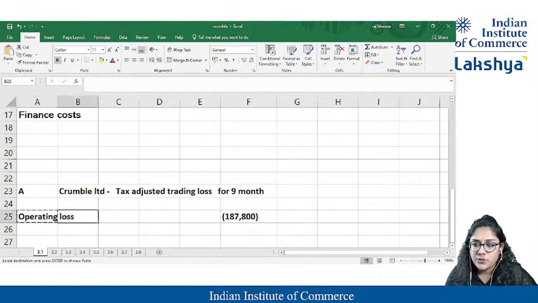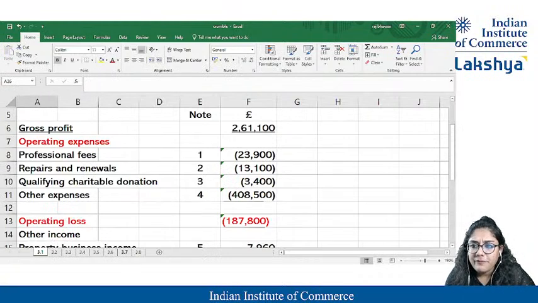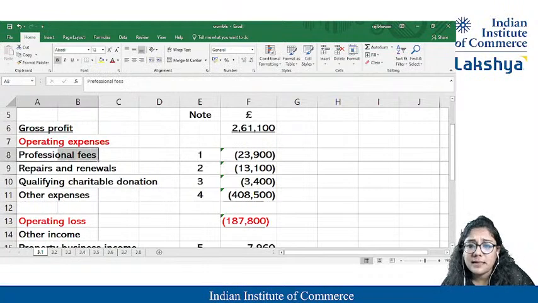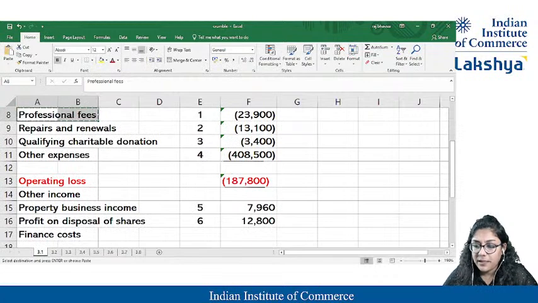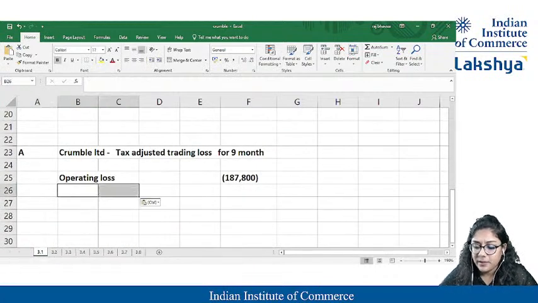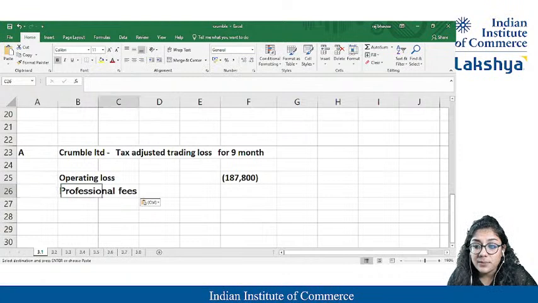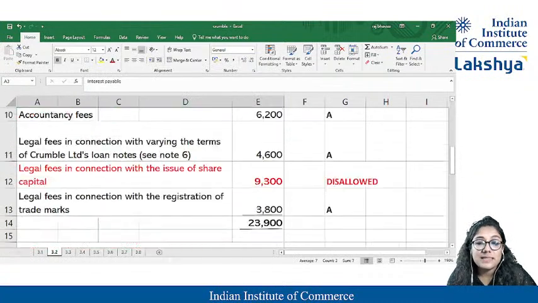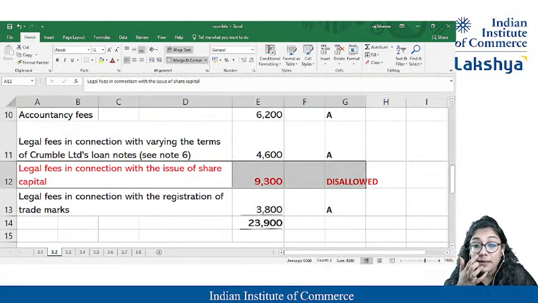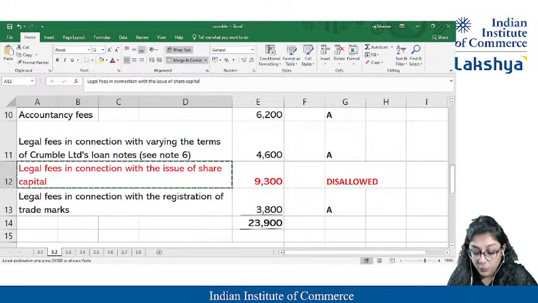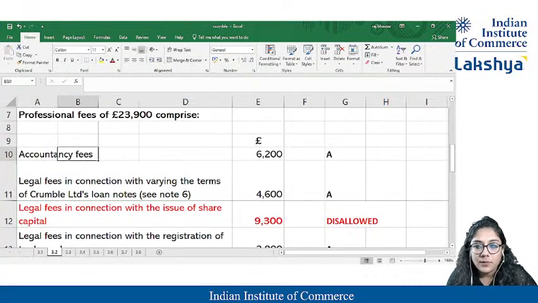Guys, what should I add? Should I deduct anything? First, professional fees. Can I copy all these things? No, I'll just check it. Ma'am, in professional fees, if I copy, is there anything allowable, disallowable? Should I add anything? Guys, you remember, in professional fees, the first note. What I added over here, students, that was the reason I made it red. Ma'am, this was not allowed, 9,300. Ma'am, that legal cost in connection with the capital is not allowed. But all these other things, were they allowed? Yeah, they were allowed.